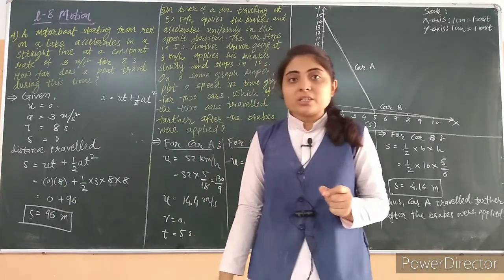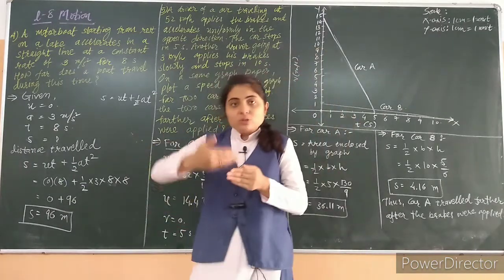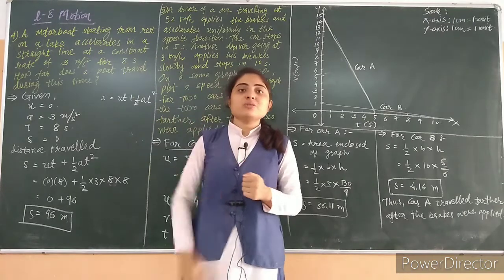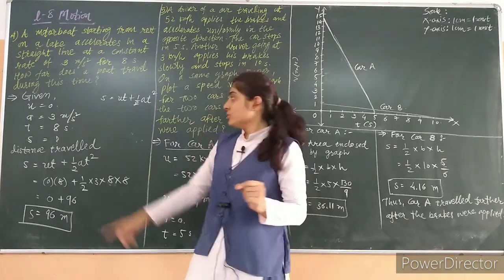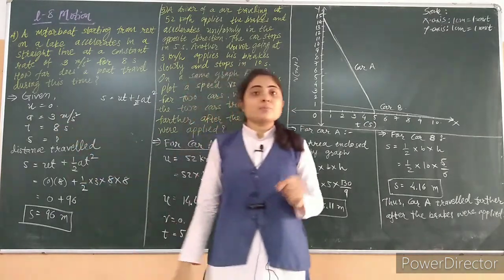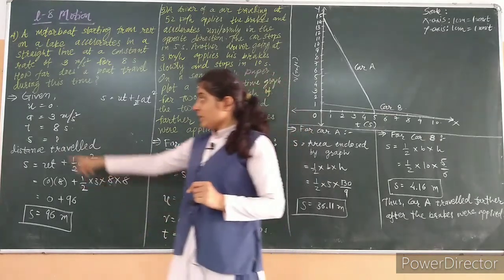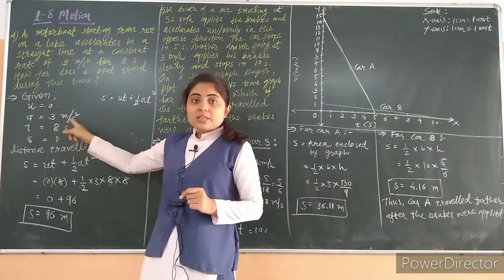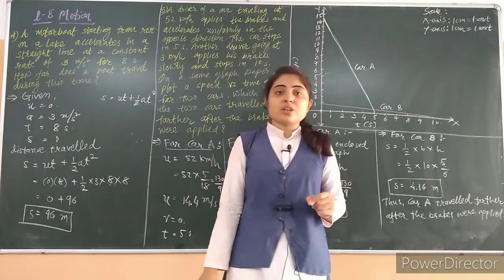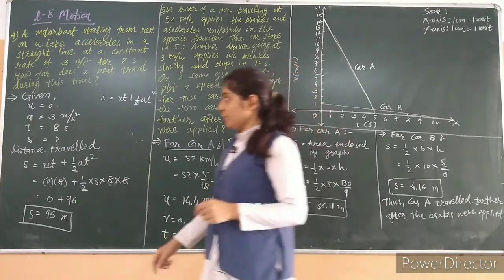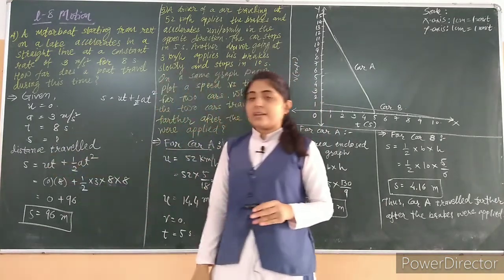Is it positive or negative? From 0 the velocity will increase. So for increase of velocity we have A positive. So we will take A as plus 3 meters per second square and time is 8 seconds. What is the distance travelled by the boat? So S we need to find. Distance travelled S is equal.